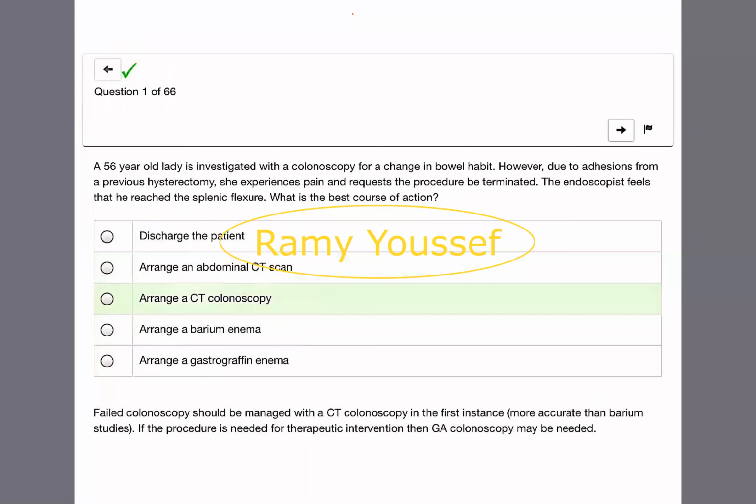So a patient who failed to complete the colonoscopy, you arrange a CT colonoscopy. Just know it like this. And in the exam, you'll go directly for CT colonoscopy, and you will not find CT colonoscopy in any other answer as well. This is unique for this question.